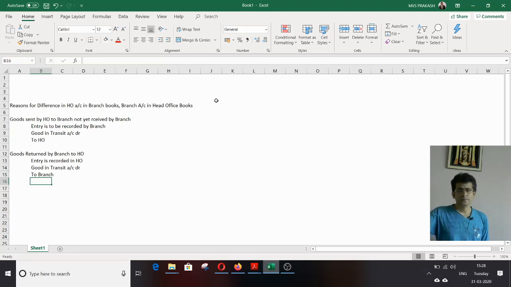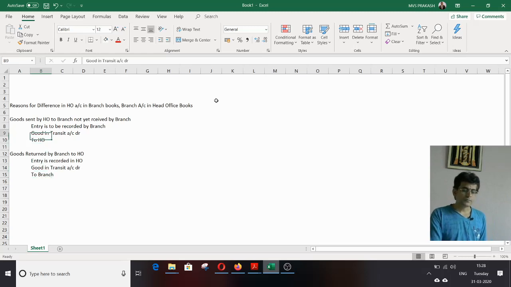So in this case, in one book the entry has been recorded, in the other book the entry is not recorded. So I need to pass this. We need to identify in whose books the entry has to be recorded. Based upon this, we can do the reconciliation.